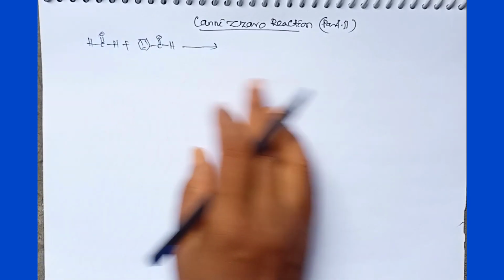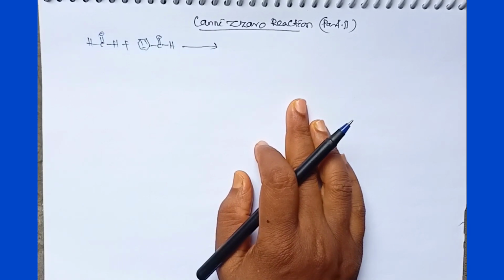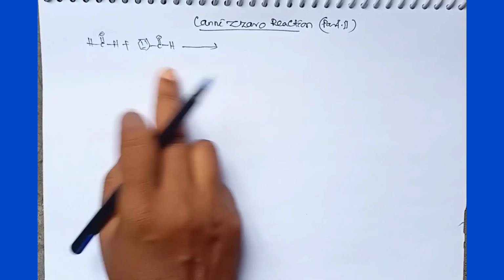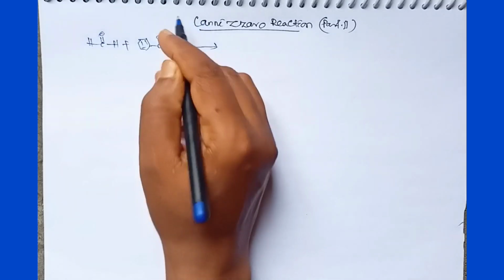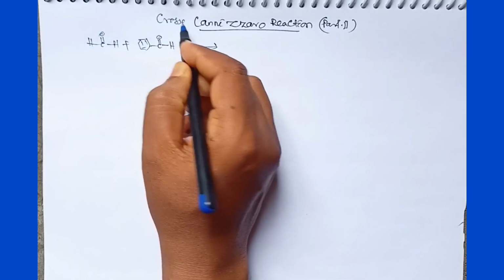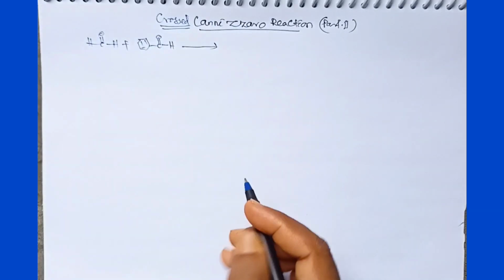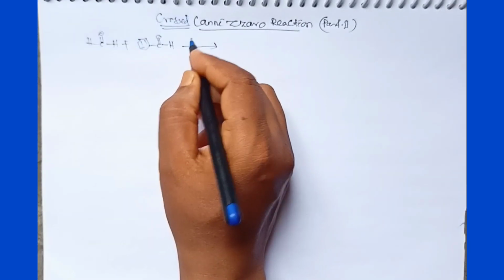So this reaction takes place between two types of aldehydes. Both of them have no alpha hydrogens. Since this reaction is taking place between two types of aldehyde, we can say that this is the crossed Cannizzaro reaction. Now we are using concentrated base.